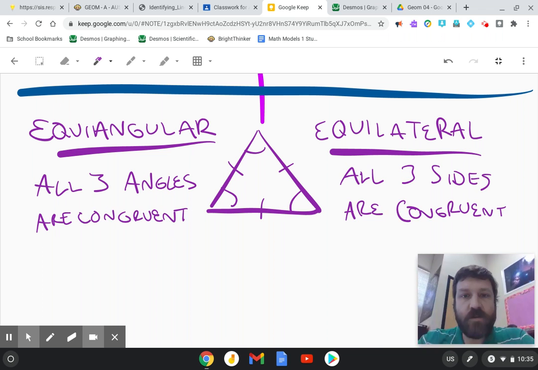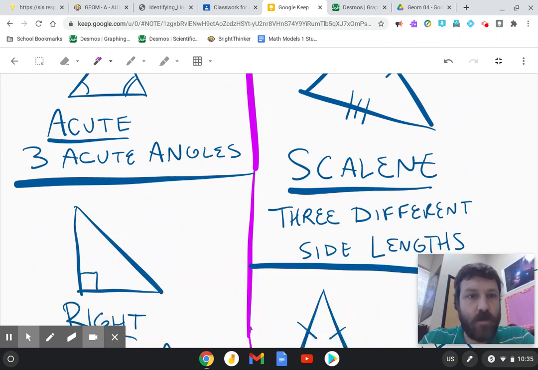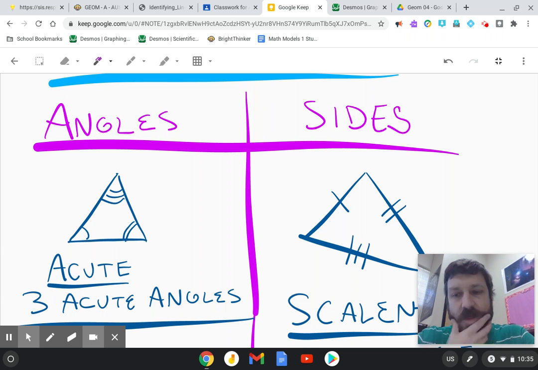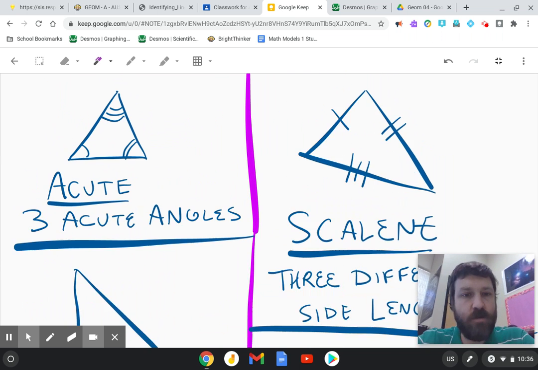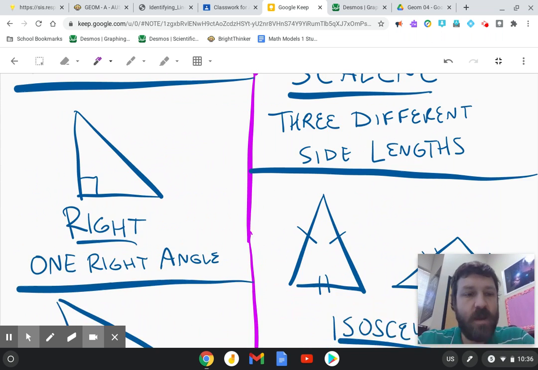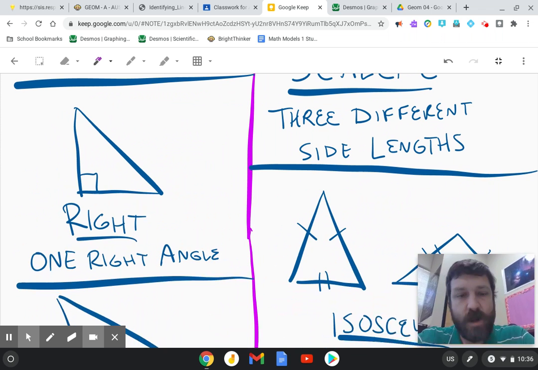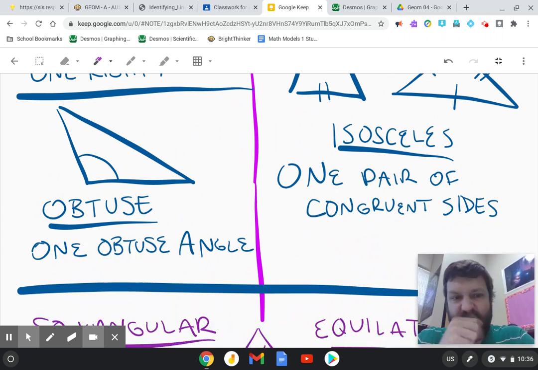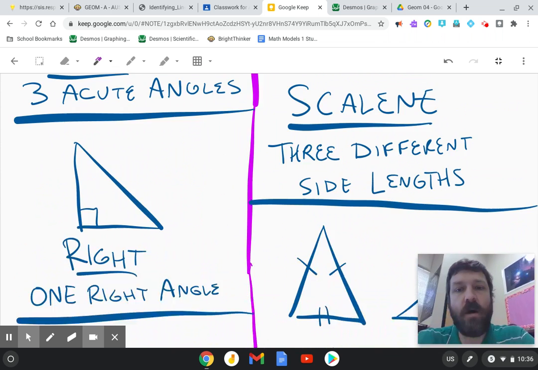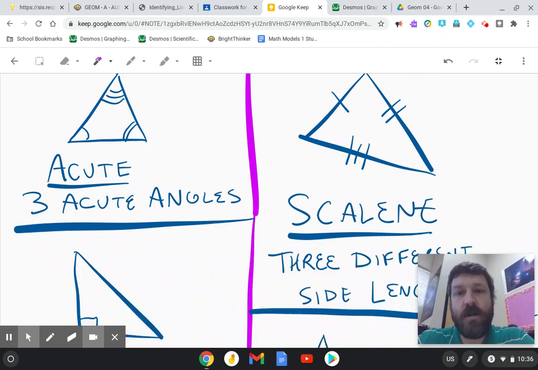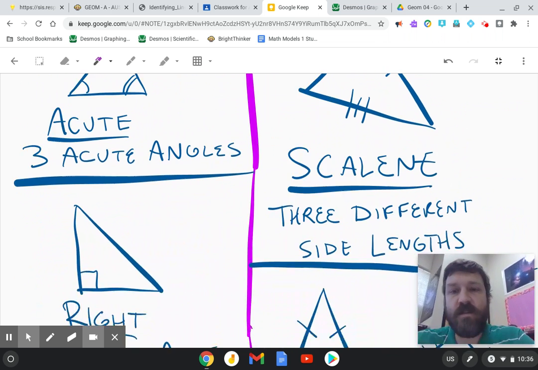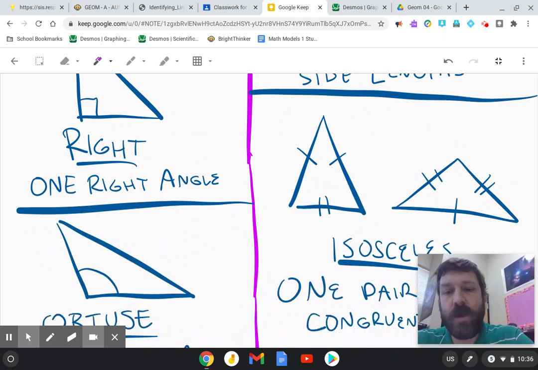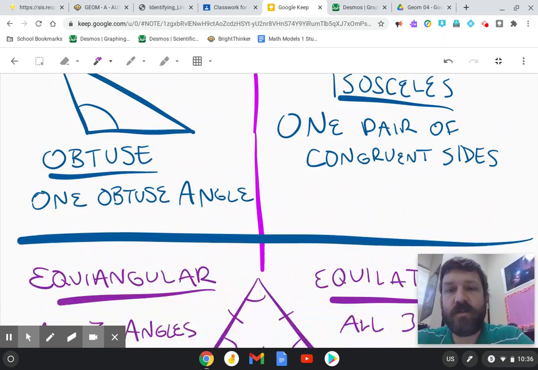All right, so just to recap, we have three ways to categorize the angles of a triangle. Triangles can be acute, meaning they have three acute angles. They can be right, which means they have one right angle, and they can be obtuse, which means they have one obtuse angle. They also are categorized based on sides. If there are three different sides, then that's called scalene. If there is one pair of congruent sides, that is called isosceles.